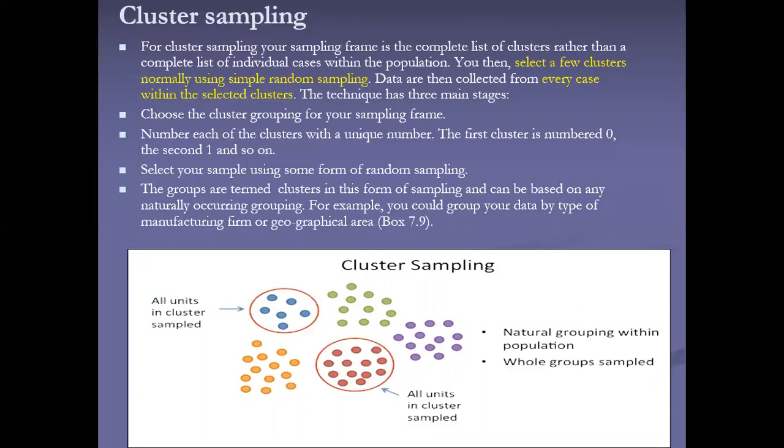Select your sample using some random sampling. The groups are termed clusters in this form of sampling and can be based on any naturally occurring grouping. For example, you cluster your data by type of manufacturing from a geographical area. These are guidelines for how we can select a sample and collect data using cluster sampling.